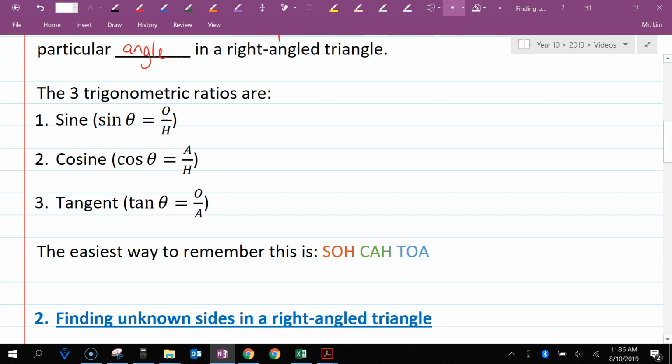So when you're in an exam and you see a right angle triangle and you need to work out an unknown side or an unknown angle, the first thing I would do is write SOHCAHTOA at the top of the page. That way I can refer to that whenever I have these types of questions.